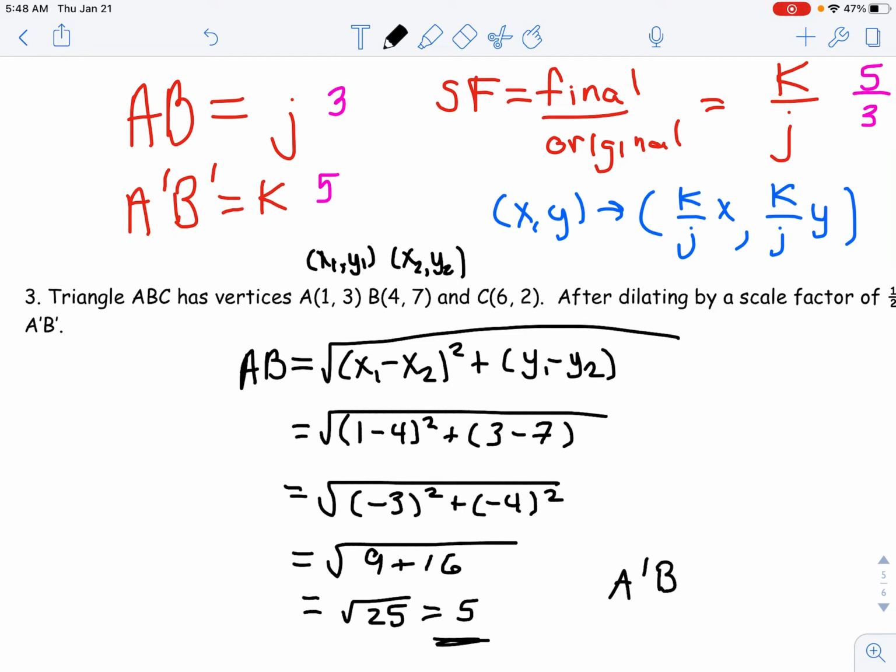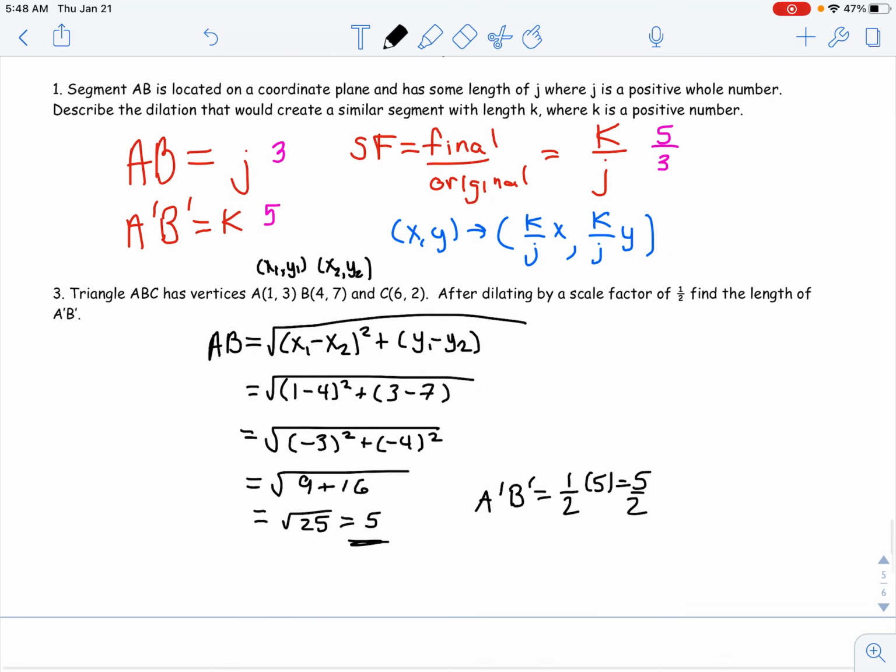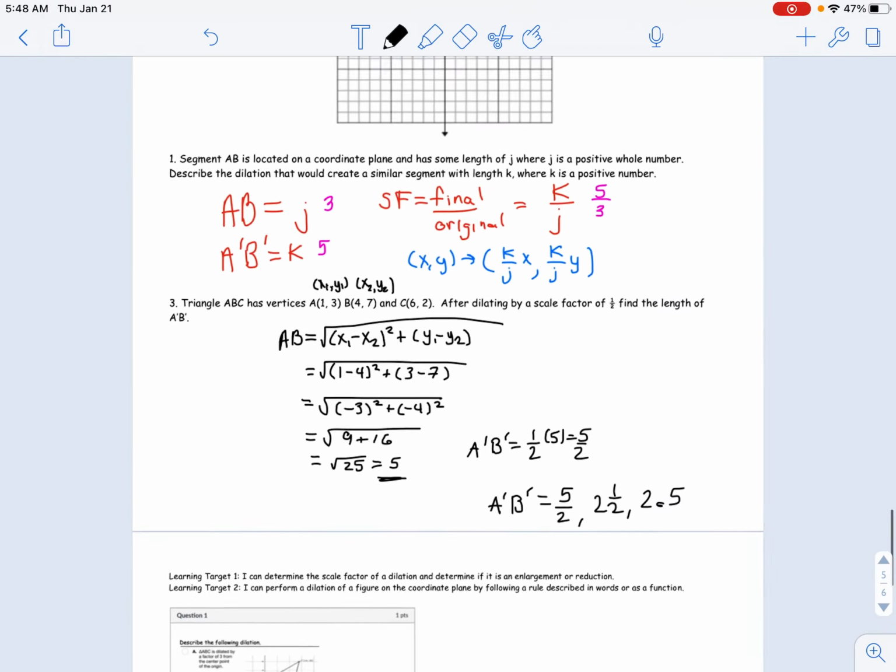So A prime B prime is dilated by a scale factor of 1/2. So it just equals 5 over 2. Alright, so we can say A prime B prime, these are all good answers. I would say 5 over 2, 2 and 1/2, 2.5. Those are all the same thing. Alright, and that concludes these.